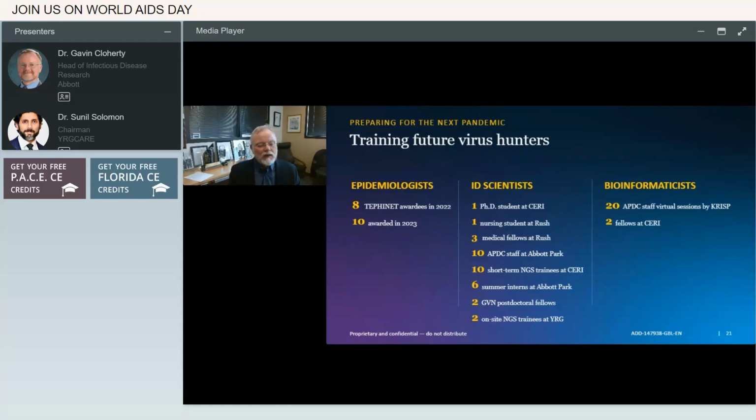of these tools. But the most exquisite bioinformatics pipeline, the best trained lab scientists using the most cutting edge lab technique, is not very effective if we don't get the right samples to those labs and through those pipelines. So the Abbott Pandemic Defense Coalition has focused holistically on also training the next generation of field epidemiologists through a partnership with the Task Force for Global Health and their TEPHINET program.